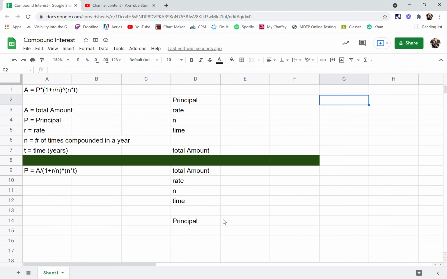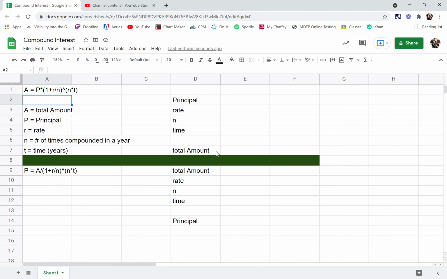In this first section, it gives you a good idea of what it is we're going to be typing in and what everything means. This is the compound interest formula up here. A equals P times 1 plus R over N to the power of N times T, where A is equal to the total amount, P is the principal, R is the interest rate, N is the number of times compounded per year, and T is the number of years. There's a little bit going on, but we'll take it one step at a time.